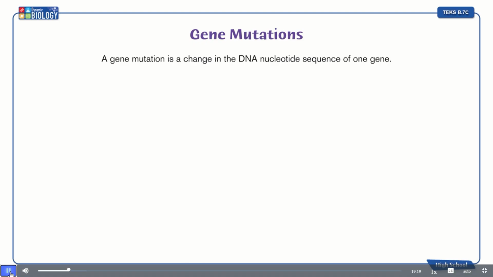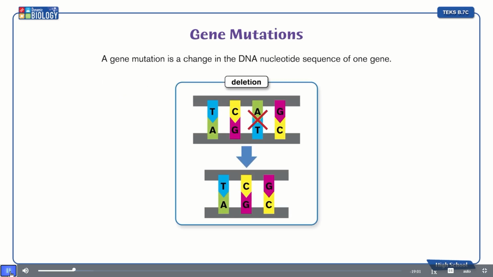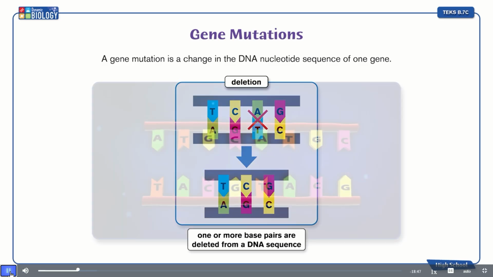A gene mutation is a change in the DNA nucleotide sequence of one gene. There are three types of gene mutations: deletions, insertions, and substitutions. Let's take a closer look at each of these, starting with deletions. A deletion is a mutation in which one or more base pairs are deleted from a DNA nucleotide sequence. Let's watch an animation of a deletion.